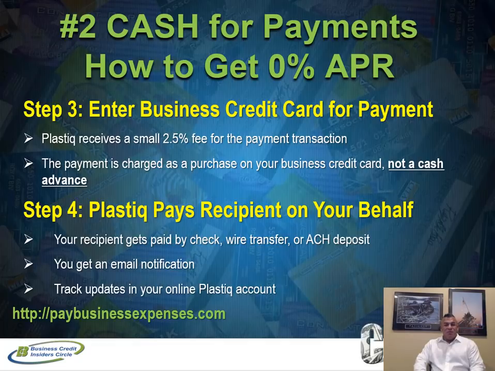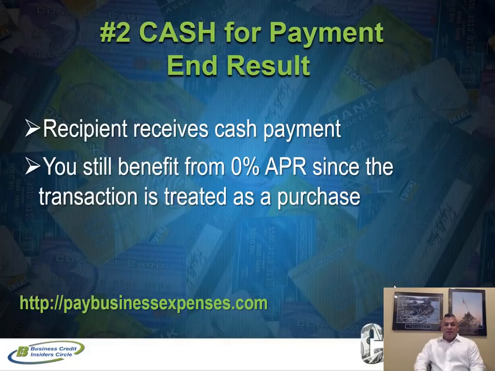The payment is charged as a purchase, like I said, and Plastique pays your recipient. They can get paid by check, wire transfer, ACH deposit. You get an email notification, and you can track your updates in your online Plastique account. So I think it's a great strategy. Just make sure you do the numbers. It makes sense. Paybusinessexpenses.com to sign up. And now the end result for this is your recipient gets their cash payment, and you still benefit from 0% APR on purchases since the transaction is treated as a purchase.